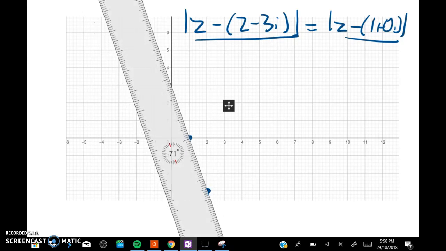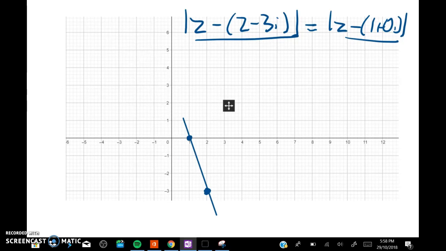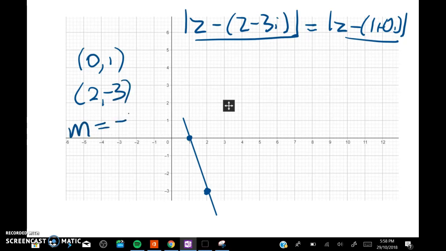Now, if we look at the line segment we've got there, let's just join that up as best we can. You can see that the gradient of that line is going to be found by doing this. The first point you can think of as 0, 1, and the second point is 2, negative 3. So m is equal to rise over run, so down 3 and out 1.